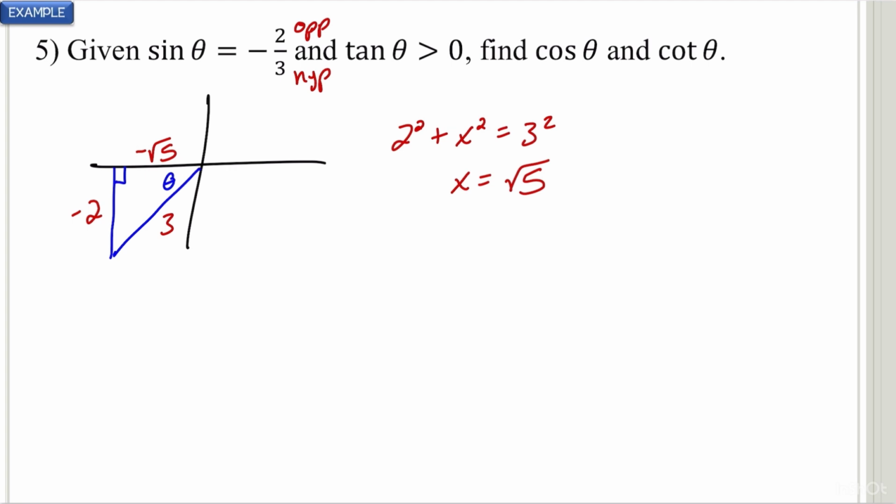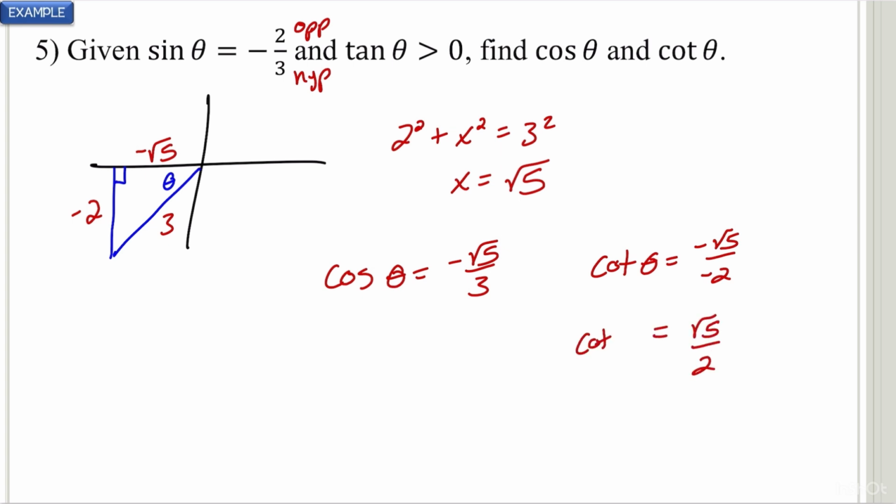So now we can just use SOHCAHTOA to find the cosine of theta. It's adjacent over hypotenuse, so -√5/3. And then we can find the cotangent of theta, which is going to be adjacent over opposite. So that's going to be -√5 over -2, which of course makes it +√5/2 as the cotangent of theta.